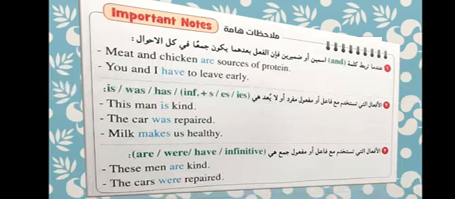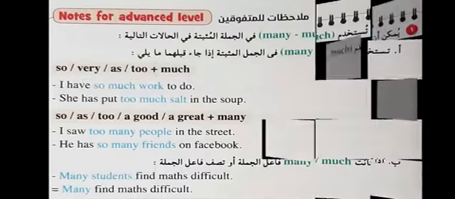Is, was, has, and the infinitive plus s, es, ies are verbs that are used with the singular subject. For example, this man is kind, the car was repaired, the milk makes us healthy. Are, were, have, and the infinitive form are used with the plural subject. These men are kind, the cars were repaired.